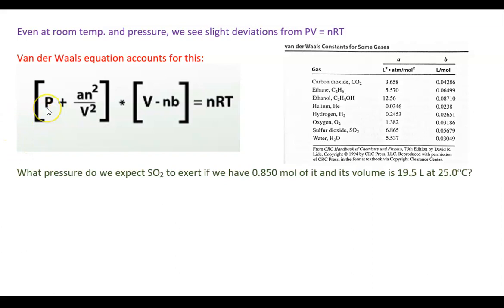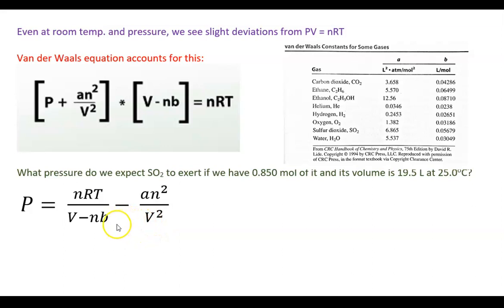To do that, think about what you would have to do mathematically to get P by itself here. We're going to have to subtract the an squared over V squared, and we're going to have to divide both sides by V minus nb. We have to do both of those things to get P by itself. So we should end up with a new equation that looks like this: pressure equals nRT over V minus nb, minus an squared over V squared.